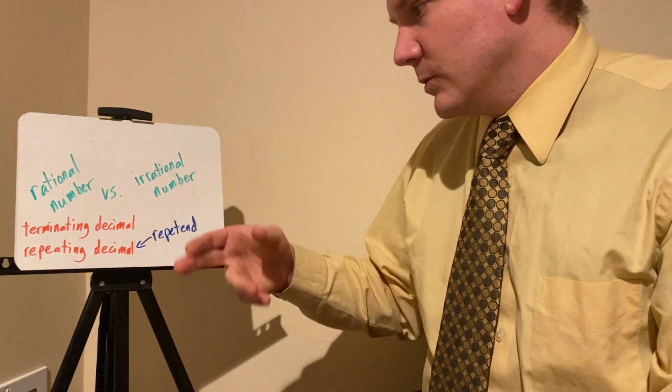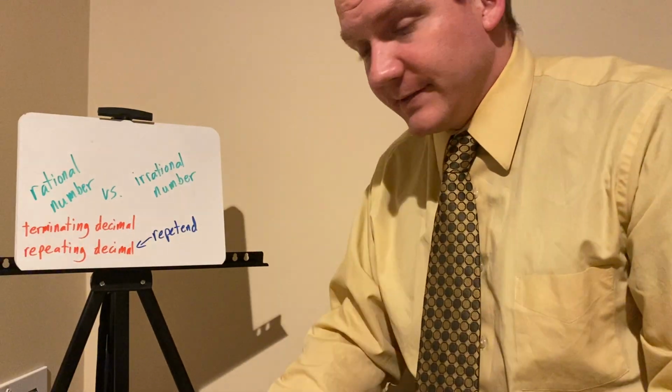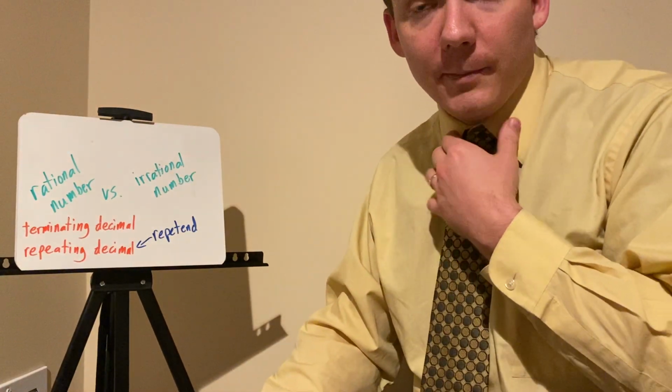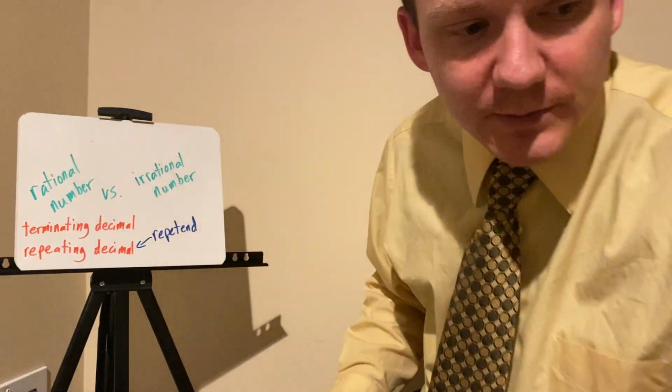A terminating decimal would be a decimal that ends. And both of those can be represented as a fraction or kind of a decimal, and we usually put a line over the top of those repeating decimals there.